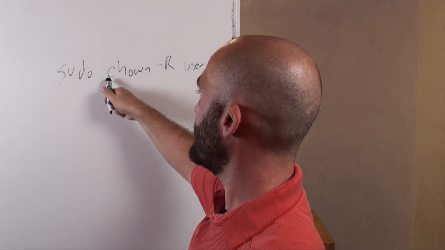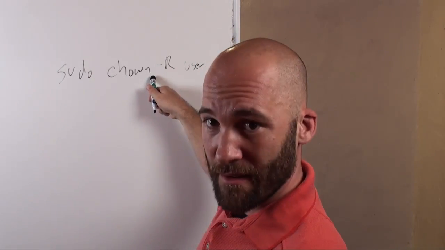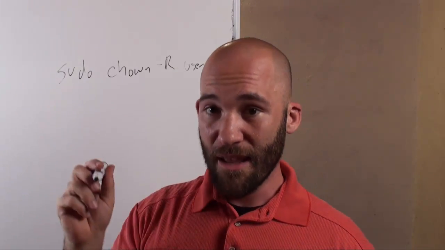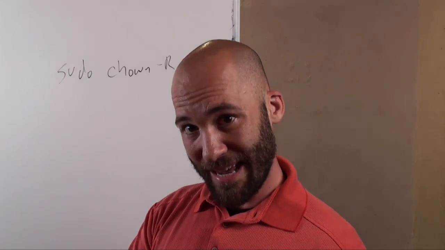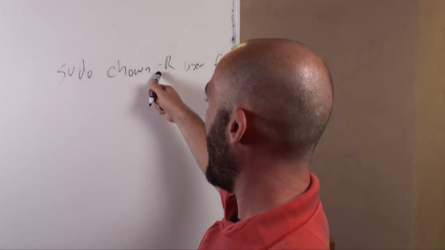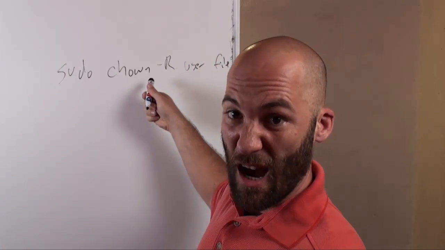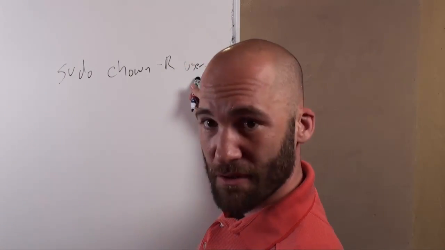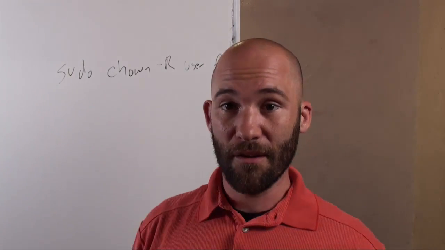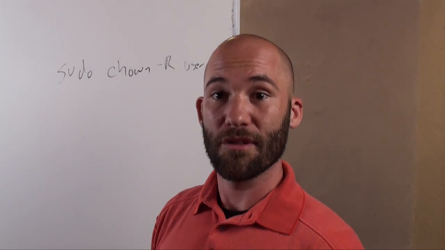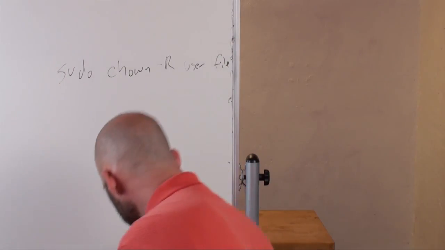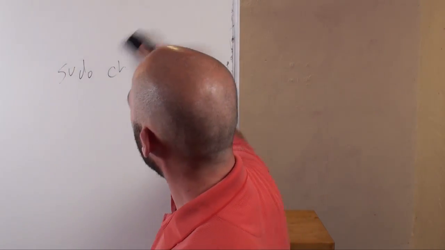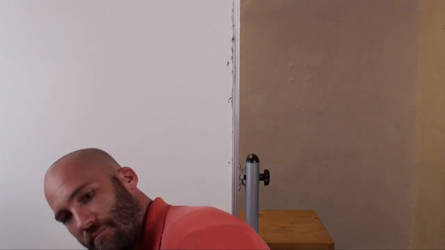Sudo, space, chown, space. Again, if it's a folder and you're giving them ownership of everything, you do -R. If it's not, leave it out. Then you put the username and then the file or folder that you're giving ownership to. I say, pretty simple. Then, if you're trying to change group ownership, again, it's pretty simple.